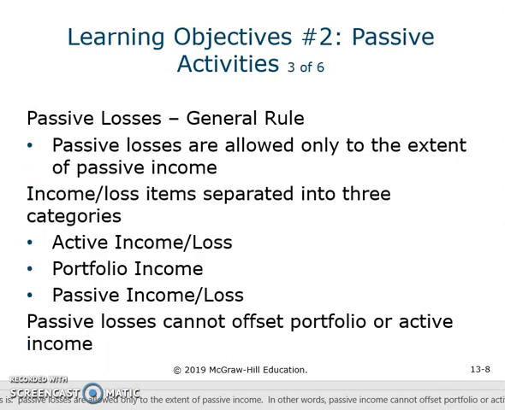The general rule for passive losses are that they are allowed only to the extent of passive income. So passive losses cannot exceed passive income. Income and loss items are going to be separated into 3 categories on a taxpayer's tax return: active income or loss, so this would be W-2 income or income from a business on Schedule C, portfolio income, which is investment income, or passive income or passive losses. Passive losses are not allowed to be offset against either portfolio or active income.